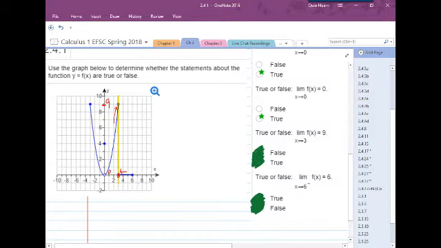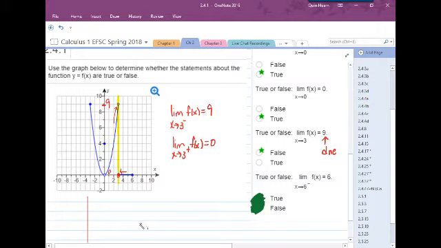So, is it true that the limit as x approaches 3 of f of x is 9? Well, it's true that the limit as x approaches 3 from the left of f of x is equal to 9. But the limit as x approaches 3 from the right of f of x was actually equal to 0. And if the limit from the left doesn't equal the limit from the right, then that means that the limit overall does not exist. So this should have been does not exist. So the answer here is false.